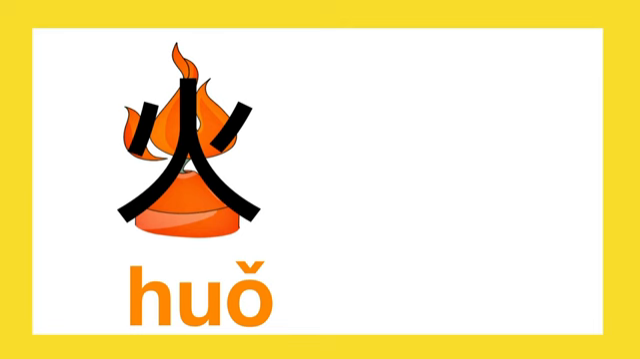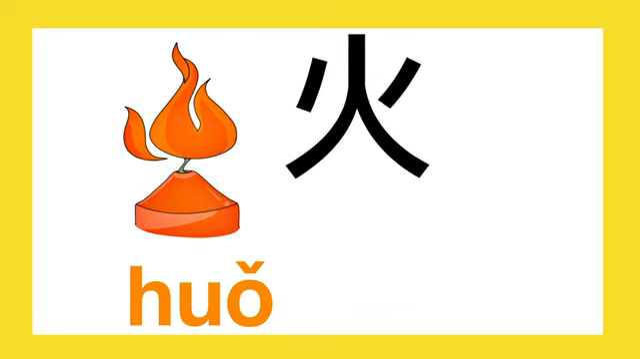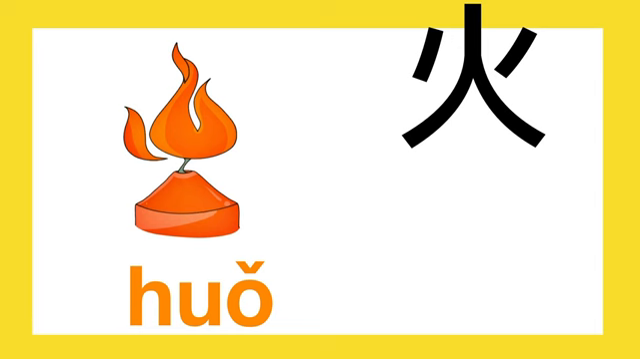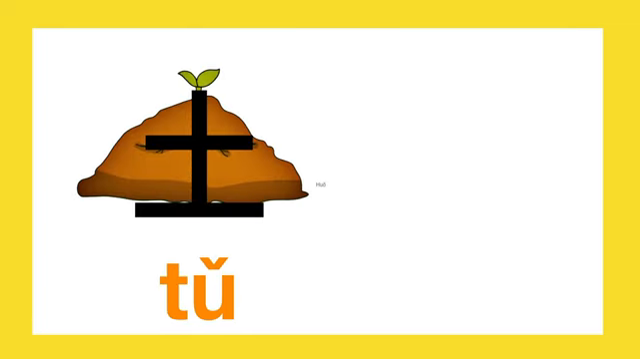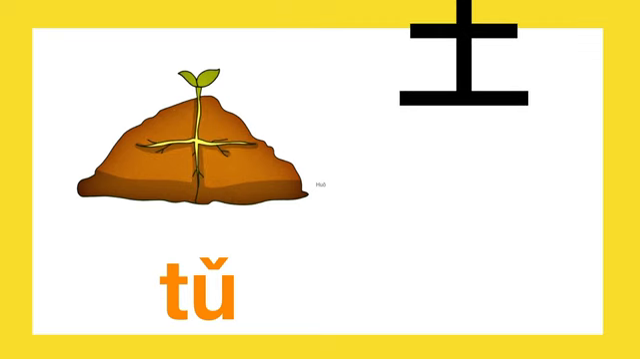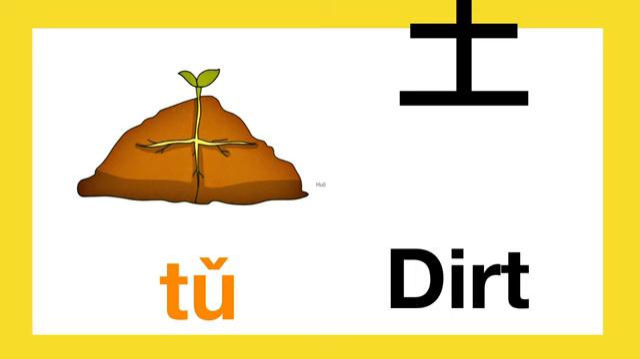火. The character 火 looks like a flame. It means fire. 土. It means dirt. It looks like a plant growing out of a pile of dirt.